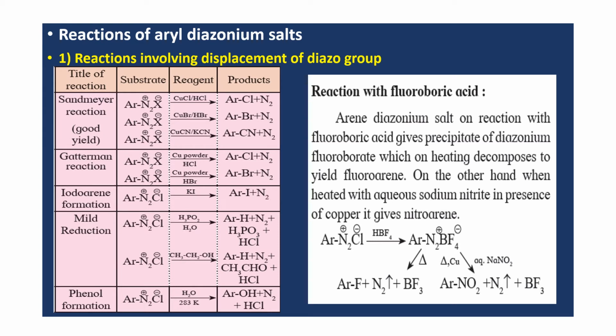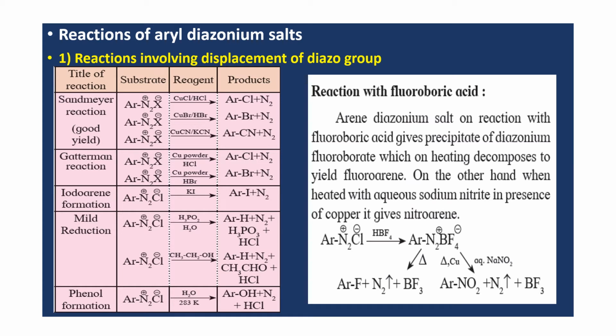Next, Gattermann's reaction. Gattermann's reaction is a modification of Sandmeyer's reaction. That is, cuprous salt is replaced by copper powder and halogen acid. Aryl diazonium salt, when treated with copper powder and HCl, gives aryl chloride. That is, diazo group is replaced by chlorine. If it is treated with copper powder and HBr, diazo group is replaced by Br, so that aryl bromide is formed.